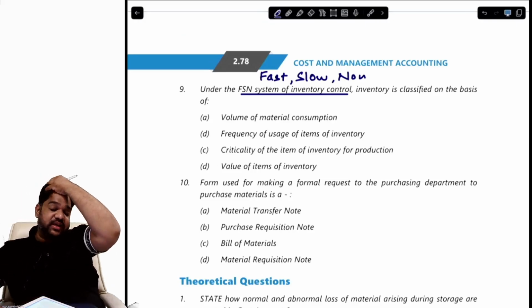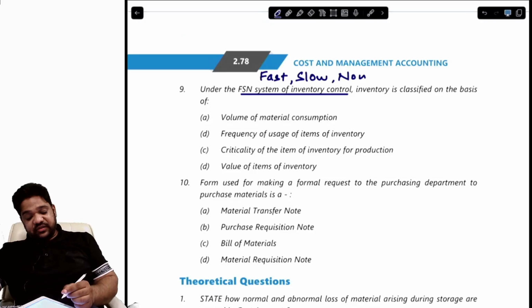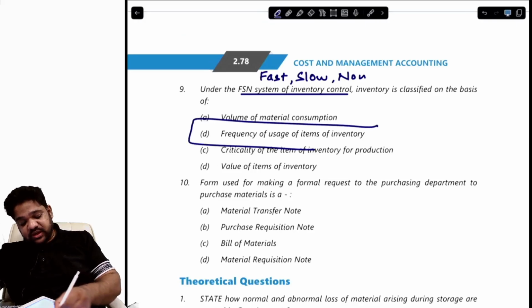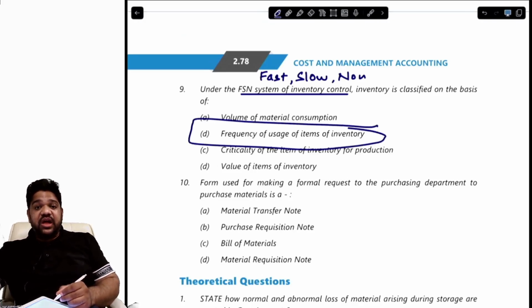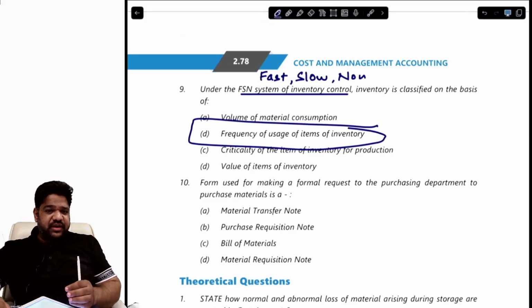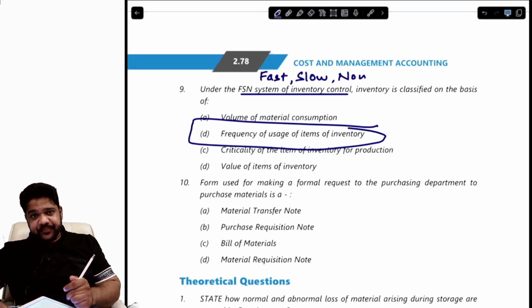Now they are asking, in this method, how do you do the classification? Is the classification based on the value of material consumption? No, it is not about the value. Frequency of usage of items? See, fast moving, slow moving, non moving. It suggests the frequency of the items. Criticality of the items of the inventory? It doesn't really matter whether it is critical or not. Or value of items of inventory again. So values and volumes are not really part over here.